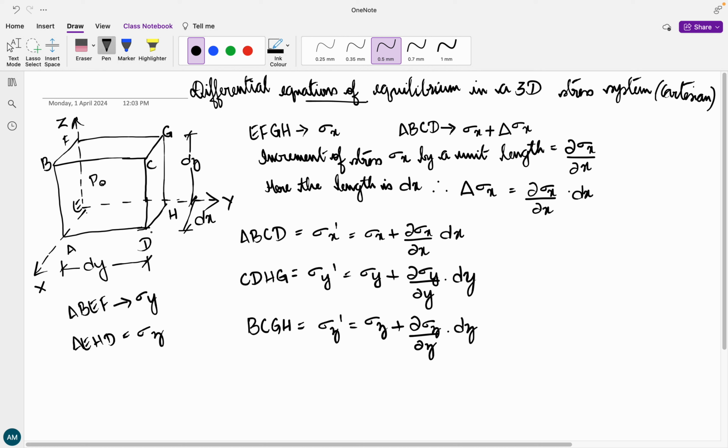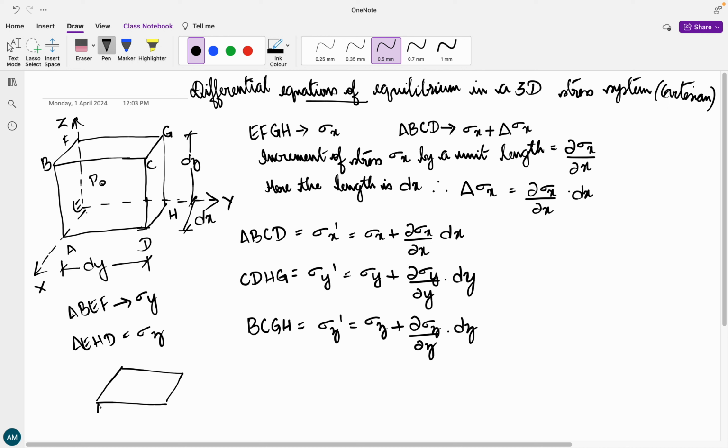Next, C, D, H, G. Just look at the plane before it. That is nothing but A, B, E, F, or A, B, F, E. This lies in the Y and Z plane. The coordinate left out is Y. So definitely it is sigma Y. Next, A, E, H, D, the bottom one. It lies in the X and Y plane. Definitely the normal stress; normal means perpendicular, alright. So a perpendicular has to be drawn. I'll just show you.